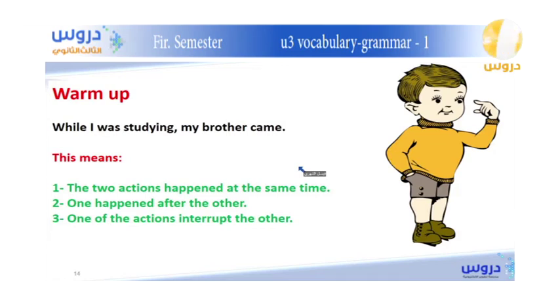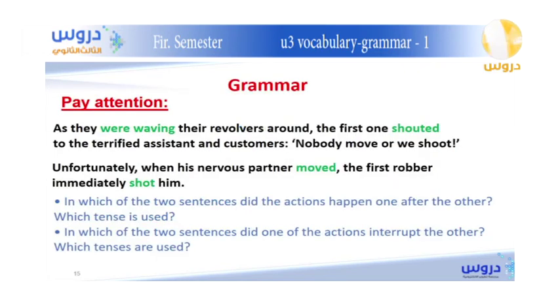Alright, while I was studying, we will see whether it is 1, 2, 3, or even one of the three sentences. Okay, please pay attention, all of you here. As they were waving their revolvers around, the first one shouted to the terrified assistant and the customers, "Nobody move or we shoot." Okay, unfortunately, when his nervous partner moved, the first robber immediately shot him.